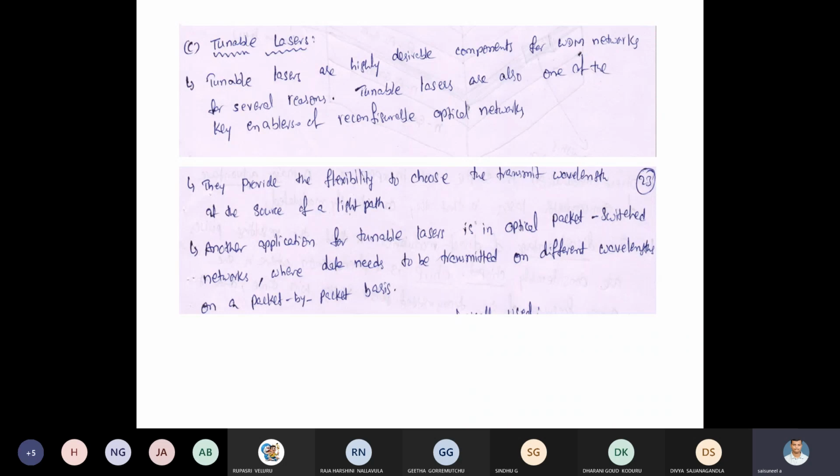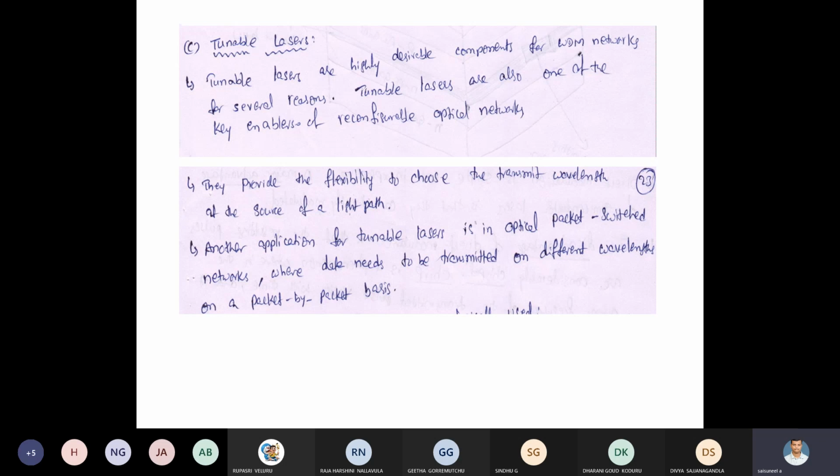In wavelength division multiplex networks, why are we using tunable lasers? They provide flexibility to choose the transmit wavelength at the source of a light path. Suppose one user wants some wavelength and another user wants another wavelength, but the available light source is a single laser. We can tune that laser to the required wavelength and get a particular wavelength at the output.